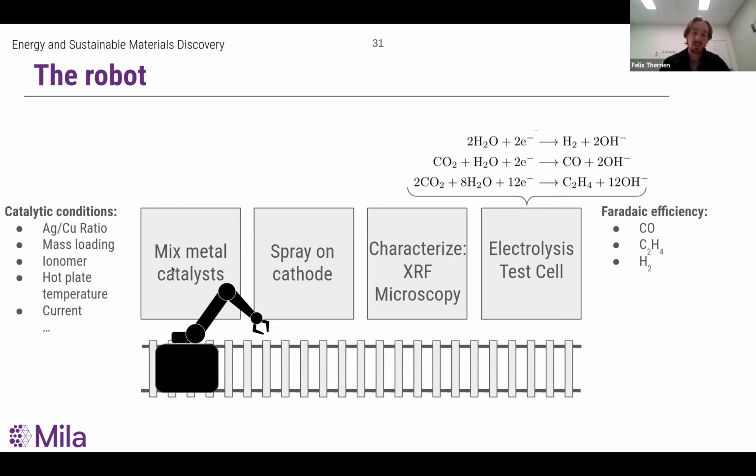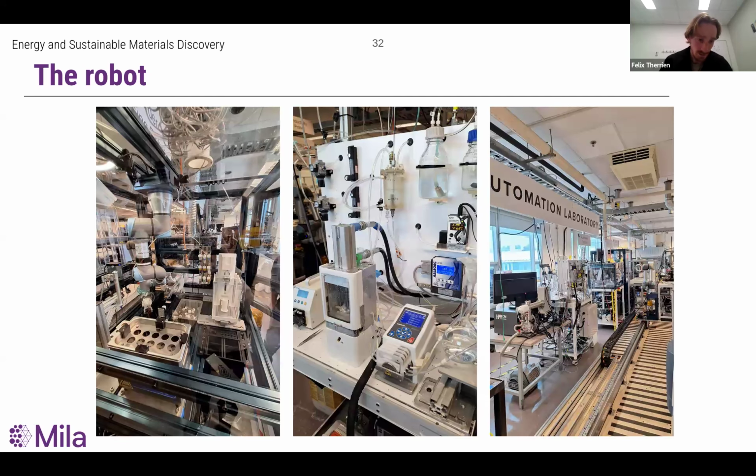So the first thing the robot does is it mixes the metals together and the ionomer. Then it sprays that onto a cathode, which is a carbon paper. Then it brings that to a different station, does characterization. And then finally, it puts that into an electrolyzer and then actually measures the output, measures the Faraday efficiency. And then you can start over as many times as you want. This is what the robot looks like. You can see one of the arms on the left picture, and then the electrolyzer in the middle, and then the right picture is the whole setup.